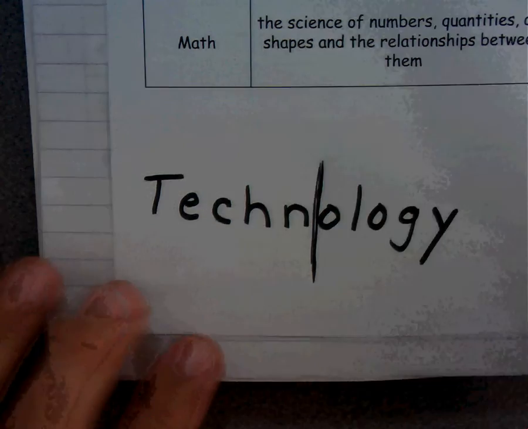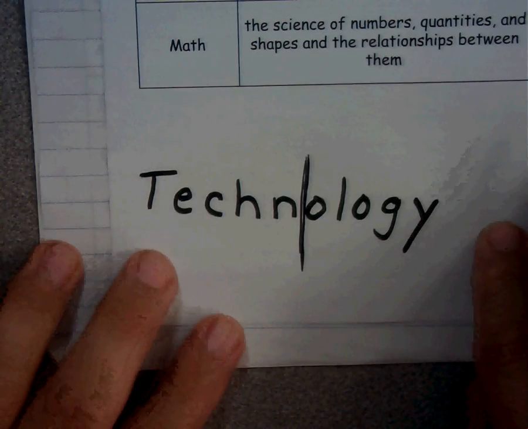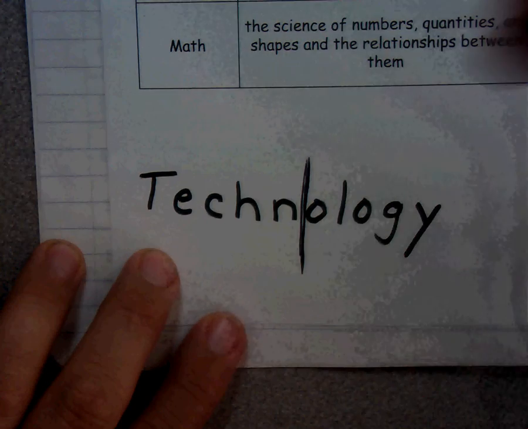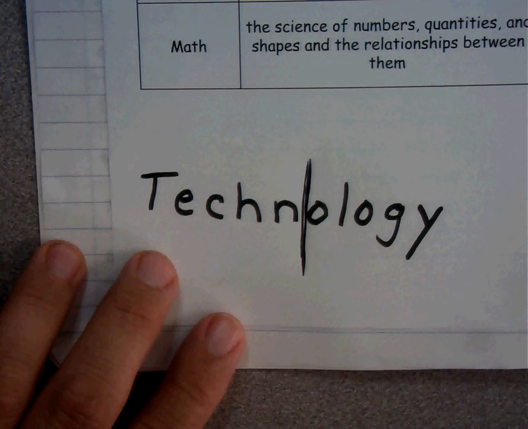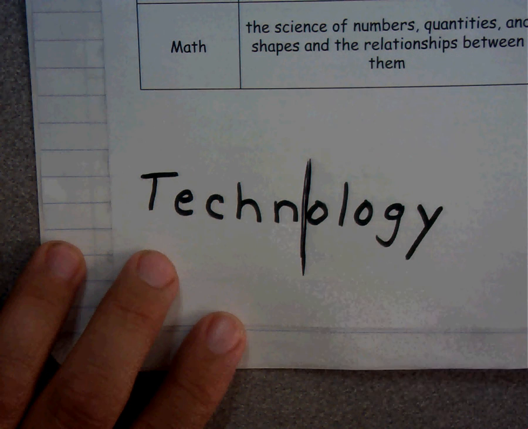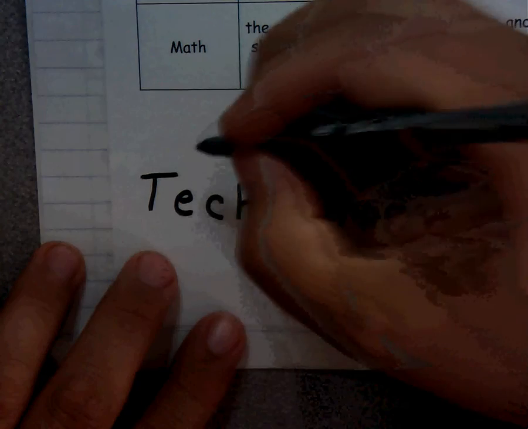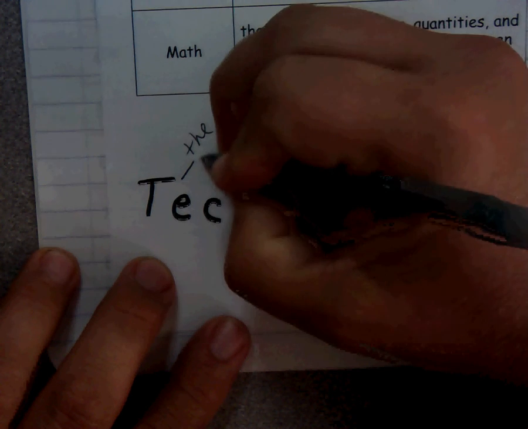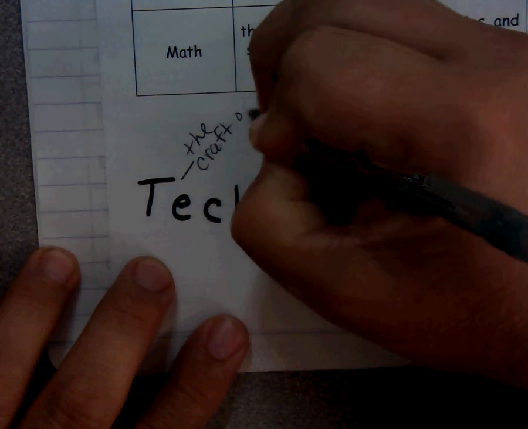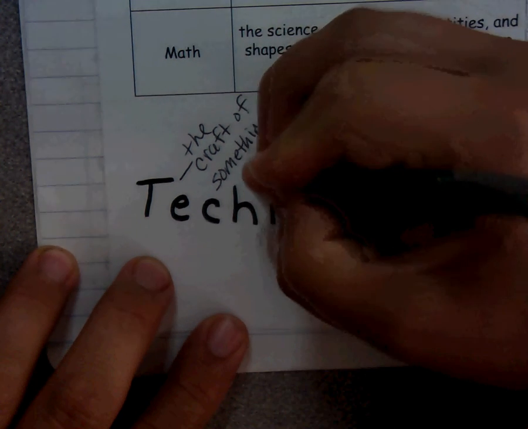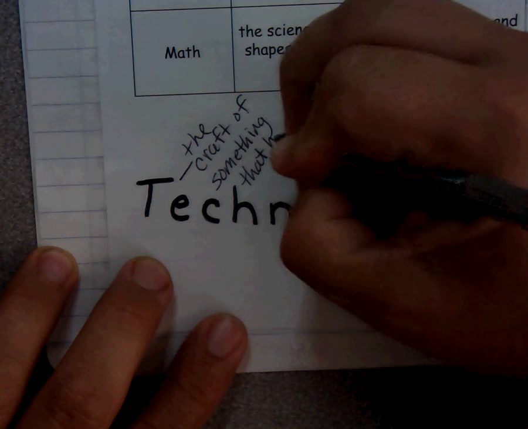And so what techno actually means comes from the Greek, and this is to have a craft or an art ability, to do something, where something is actually gained. So the definition of this, I'm going to write it down here, is the craft of something that helps you gain.